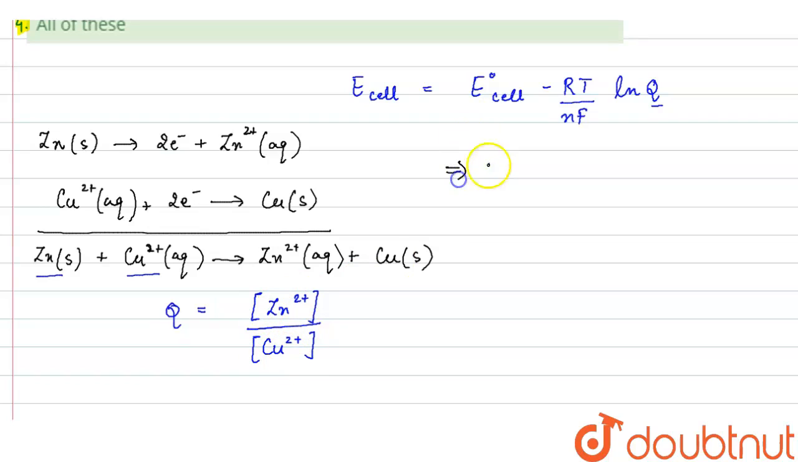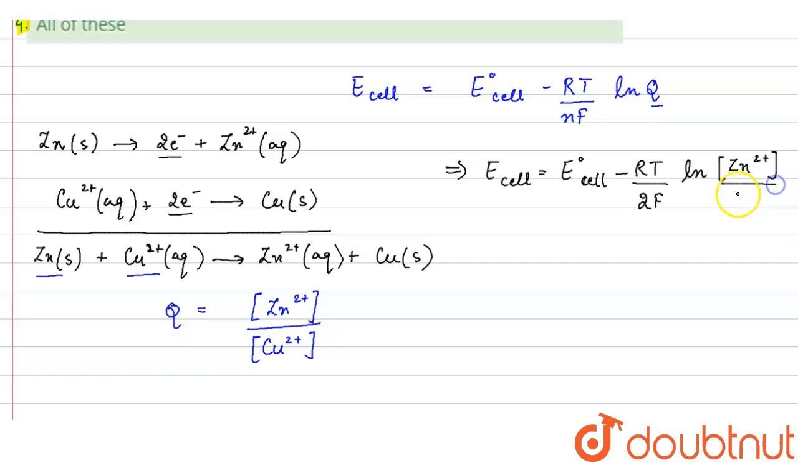So this equation becomes E cell is equal to E naught cell minus RT by 2F, because n will be 2 as 2 electrons are involved in this equation, ln concentration of Zn2+ by concentration of Cu2+. So this is the final equation.